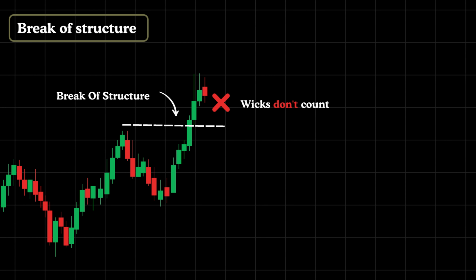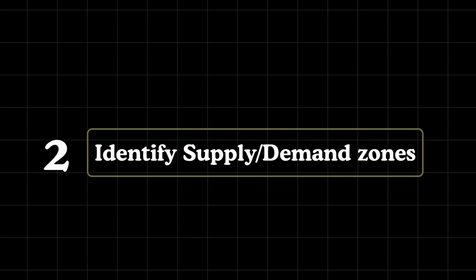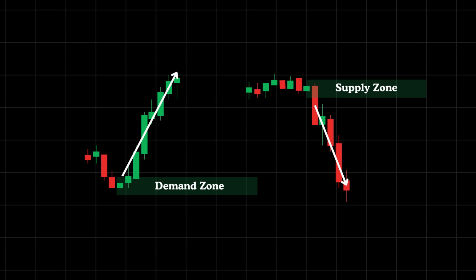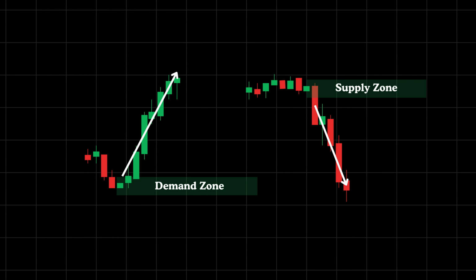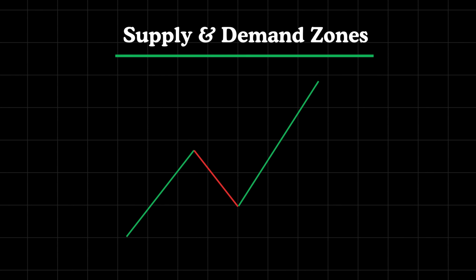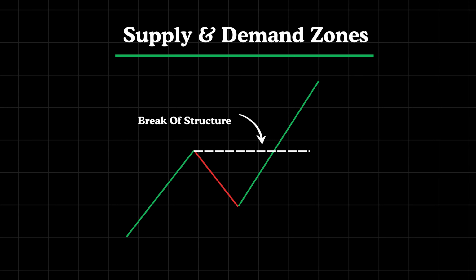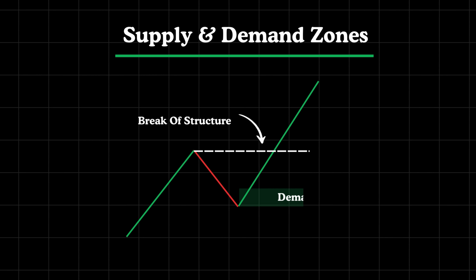Once we confirm the break of structure, we can proceed to step 2, which involves spotting either a supply or demand zone. These zones represent areas where significant buying or selling activity entered the market, resulting in a strong price movement. The simplest method to locate these zones is to first identify a break of structure, then trace back to the origin point just before the aggressive price move that caused that break. The zone just before the strong upward move is referred to as a demand zone.